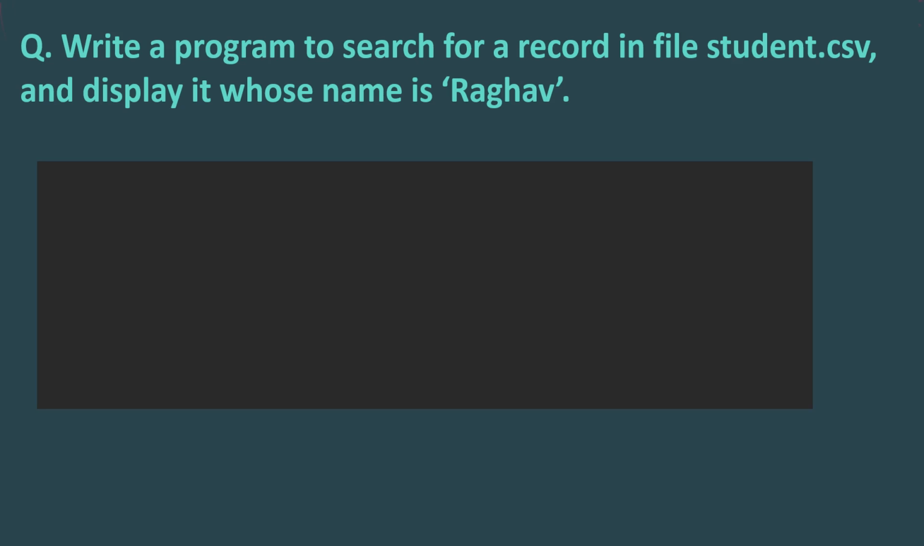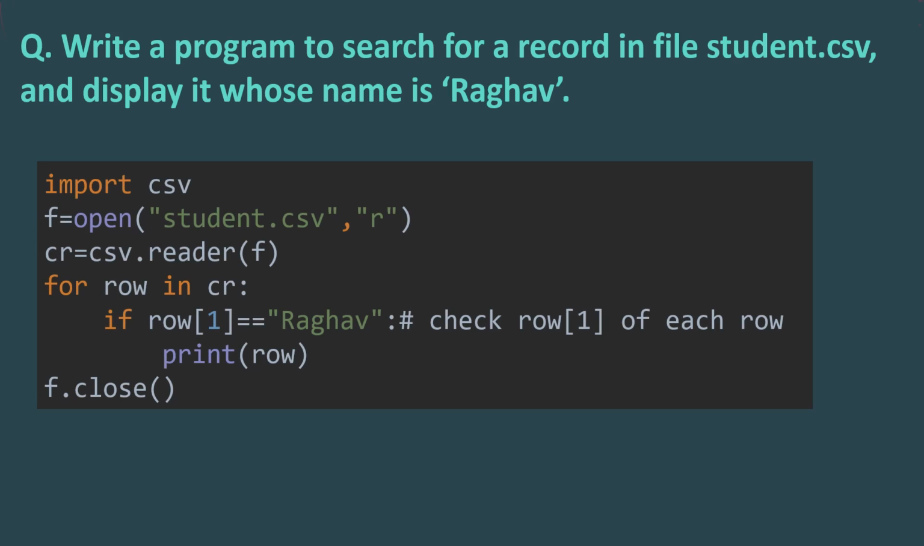Now write a program to search for a record in the file student.csv and display it whose name is Raghav. Just now we accessed your student.csv file, and you saw its content. Now we will read the file again: open the file in read mode, create the CSV reader object and store it in a variable CR. Now for row in CR, if row of 1 equals Raghav. You can see each record has 4 field values, and the first field, that is roll number, is present at index number 0.